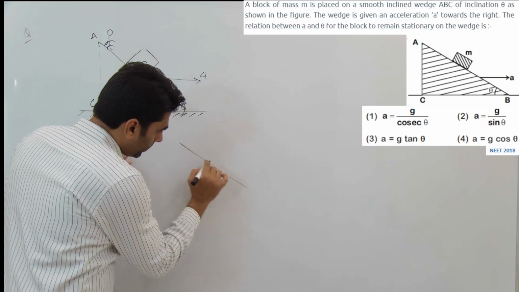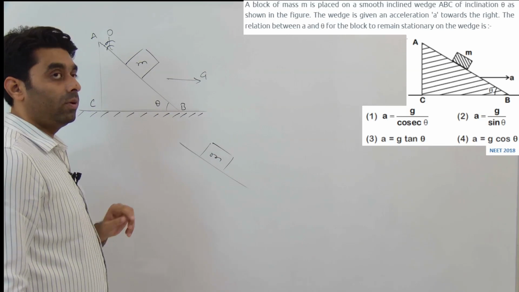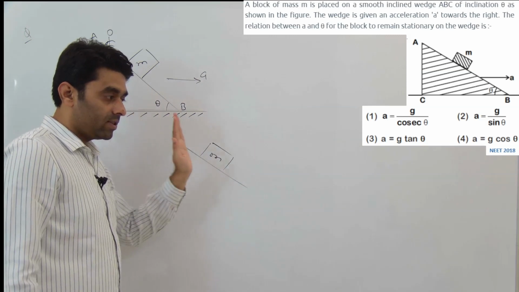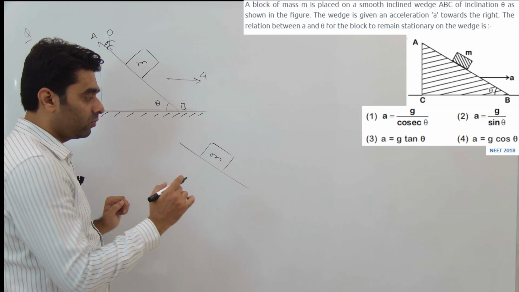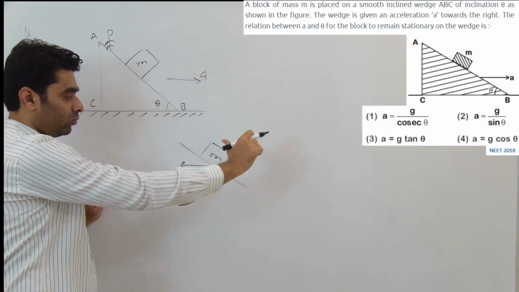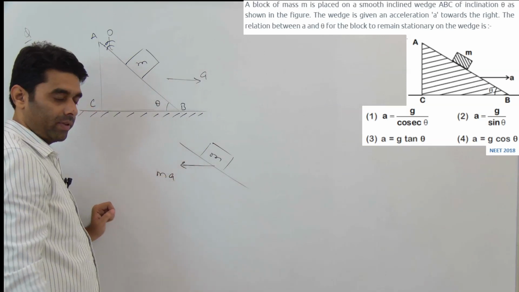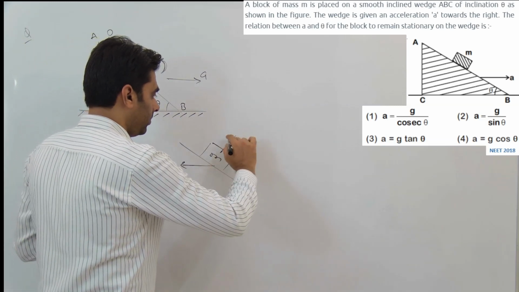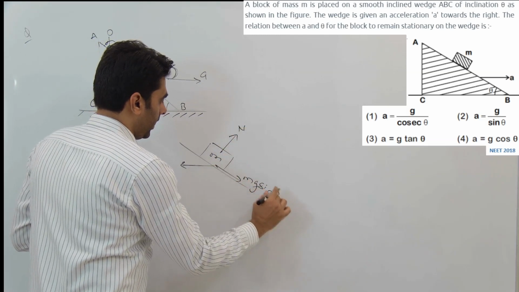Let us first of all draw the FBD of the block, with respect to this observer. This observer is on the wedge, which means it is an accelerated frame. So with respect to this observer, there will be a pseudo force, opposite to the acceleration. Acceleration is forward, right side, so pseudo force will be left side. How much is the magnitude of pseudo force? m into a, right? And what other forces will be acting on it? Normal will come over here. Then your mg sin theta and mg cos theta.